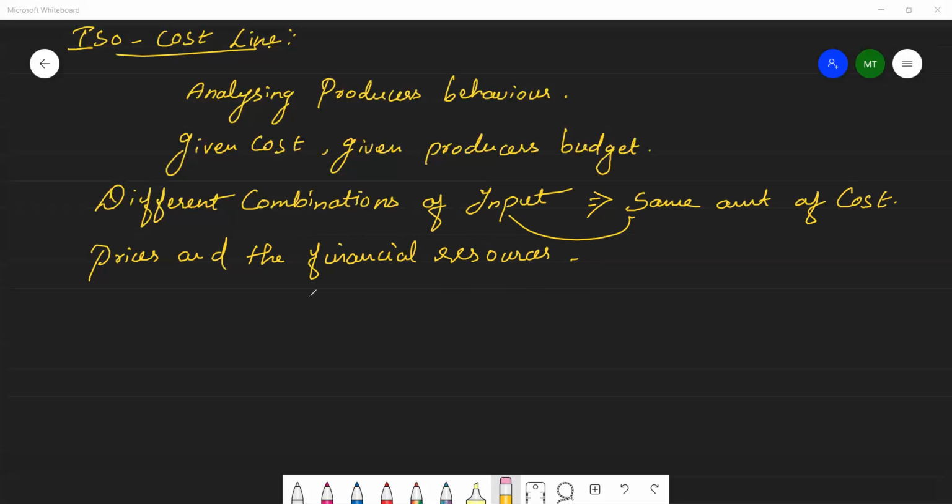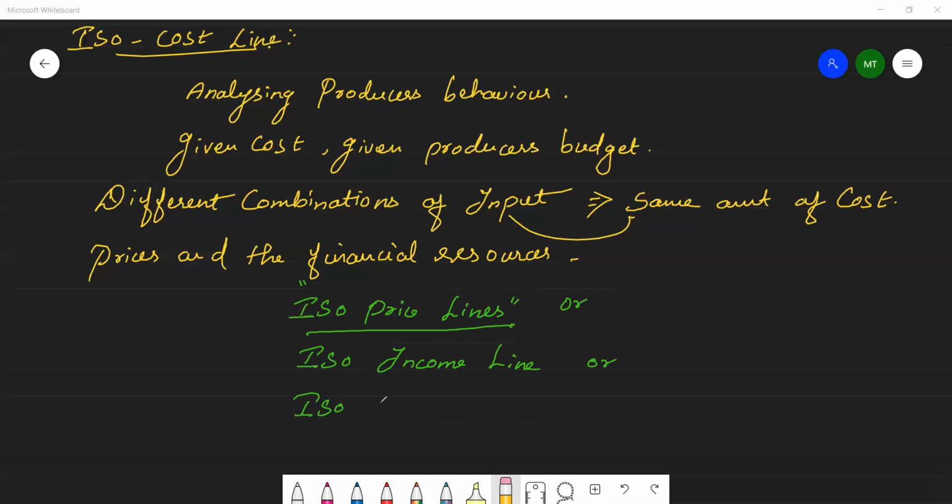It is otherwise called the iso-price line, or iso-income line, அல்லது iso-expenditure line, or total outlay curve. So these are the various names for the isocost line: iso-price line, iso-income line, iso-expenditure line, or total outlay curve.